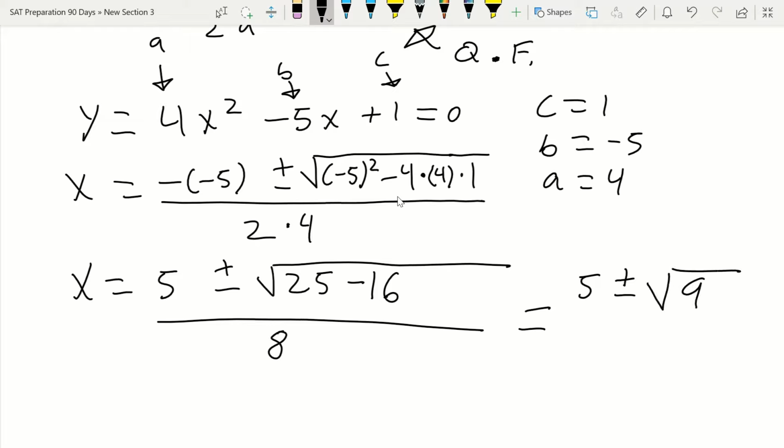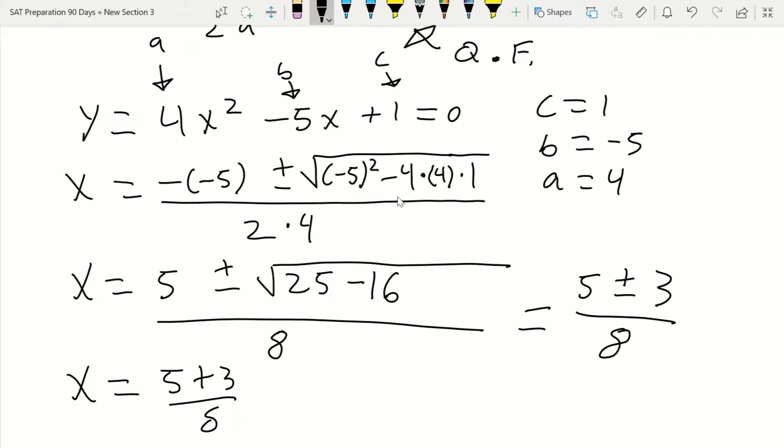Now what do we know about the square root of 9? We know that the square root of 9 is 3, because 3 times 3 is equal to 9. So now we have 5 plus or minus 3 all over 8. So to find our zeros, we have to do x equals 5 plus 3 over 8, and also x equals 5 minus 3 over 8.